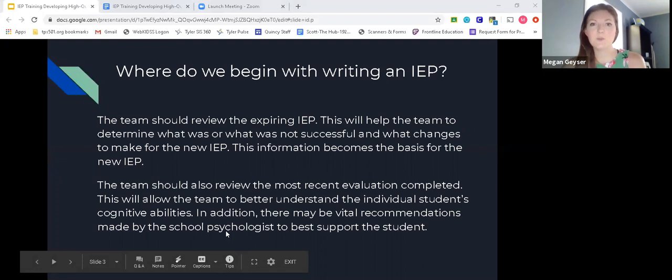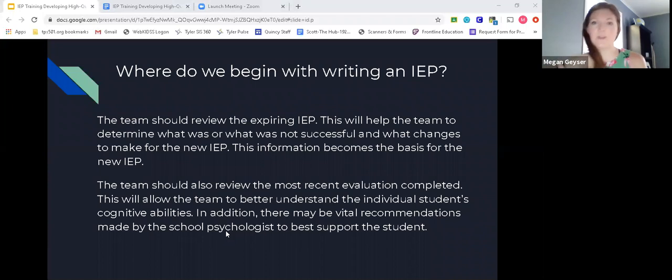All right, so to begin, when an IEP team is looking at writing a new IEP, the first thing that team members should do is review the previous IEP. This will ensure a number of things like, first, was the student successful in their previous goal or goals? Or maybe was the student unsuccessful in their previous goal or goals? And if they were unsuccessful, why?